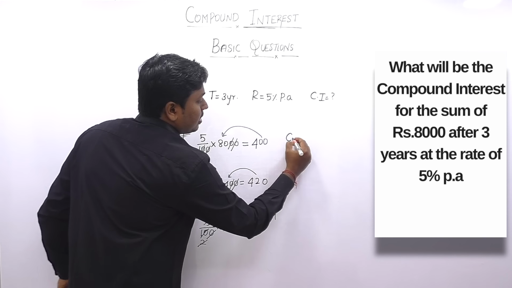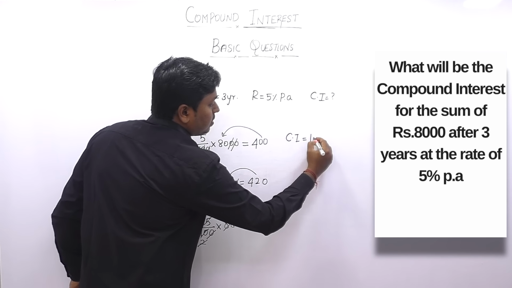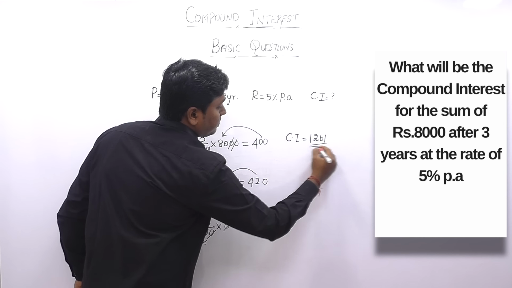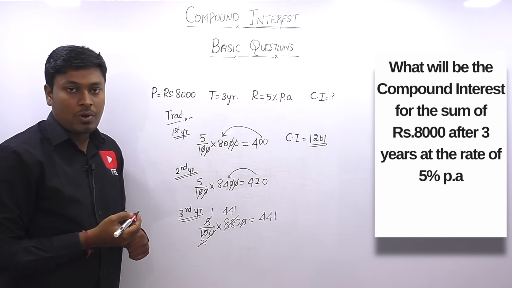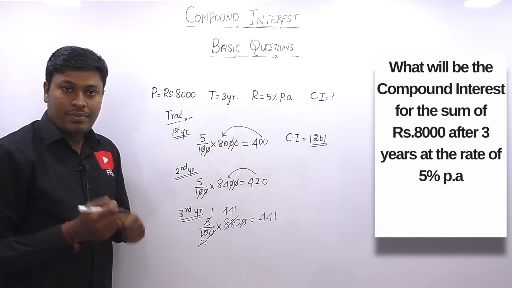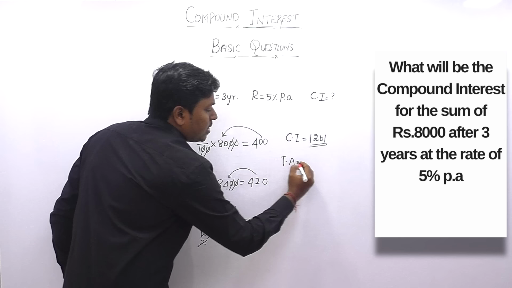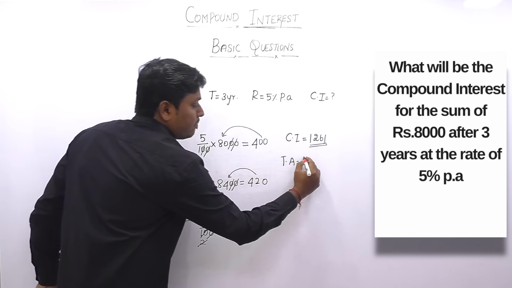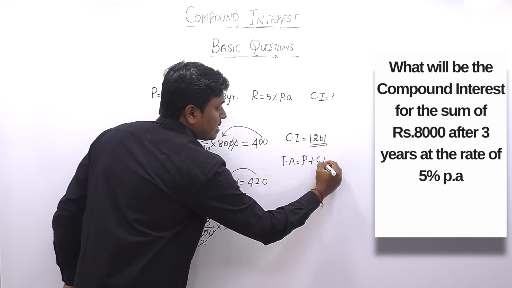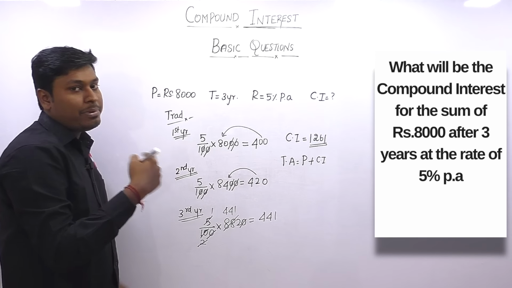So finally, the compound interest is equal to 1261. So 1261 will be the compound interest for 3 years. Friends, got the logic? If they ask what is the total amount, what is the meaning of total amount? Inside the total amount, we have principal plus compound interest, right? So interest plus principal will be the total amount.